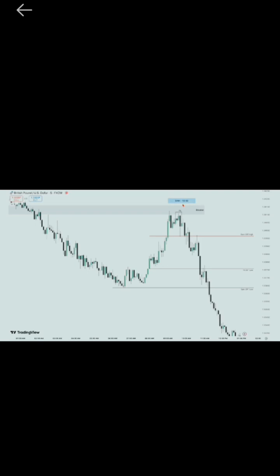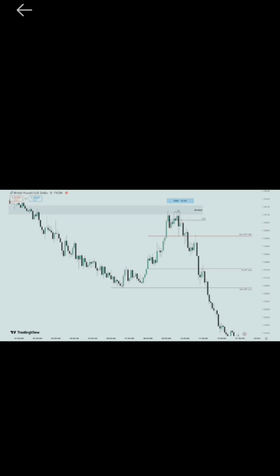So where the exact entry lies, we have a thick up-close candle which takes out the buy stops and then closes below it. So it's an indication of a strong change in state of delivery, forming a higher probability order block.